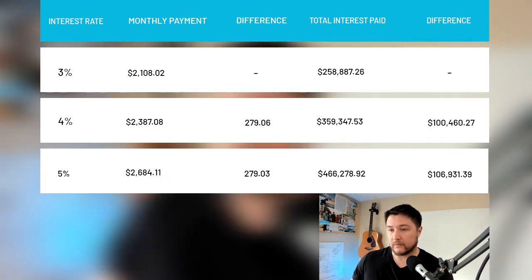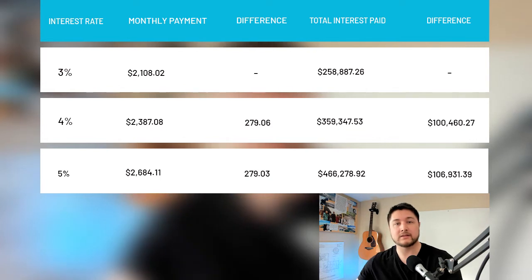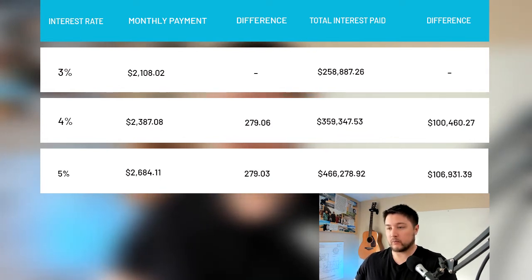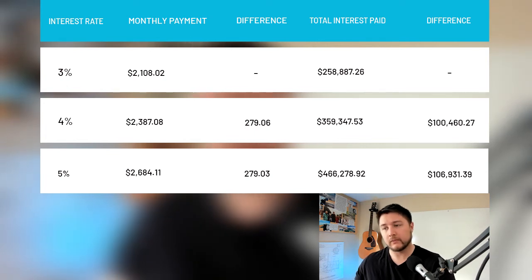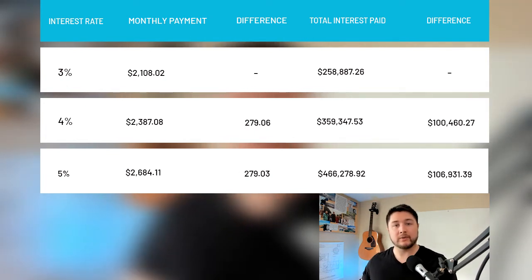So with that, at 3%, we're at a total interest paid over the 30-year time frame of $258,000, or pretty close to $260,000. When we jump to the next one, it jumps about $100,000 for the 4%. And then we jump to the 5%, and it will jump another $106,000 over the lifetime of the loan. Now, these may seem like really huge numbers, but that's over a very long period of time.